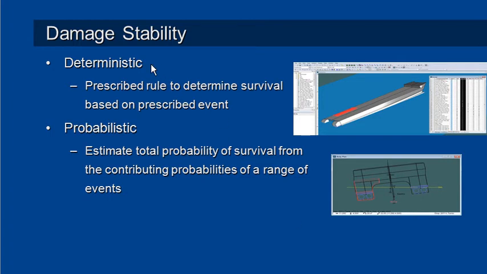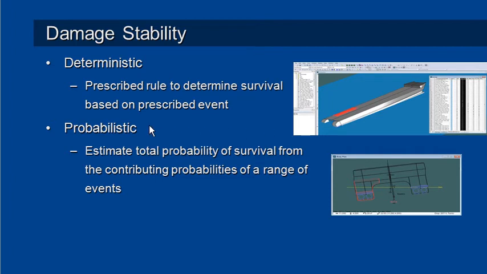Traditional damage stability is called deterministic damage stability. In this type of analysis, we prescribe a rule to determine whether the vessel will survive based on a prescribed damage event. For example, the rule might specify a certain length of damage along the hull, and the criteria might be that the margin line should not be immersed or something like that.